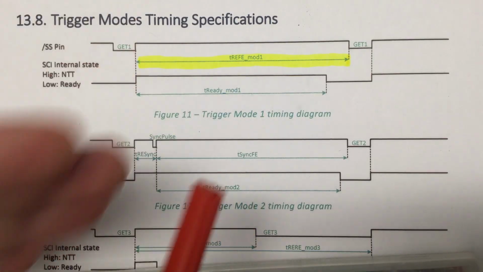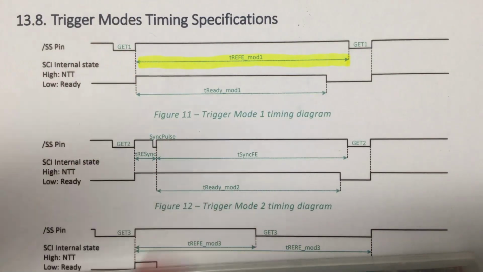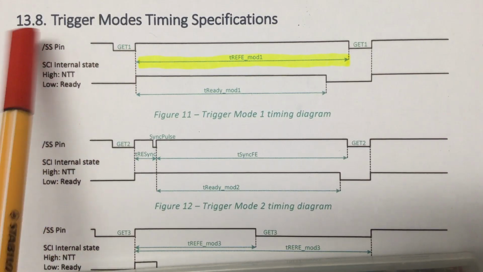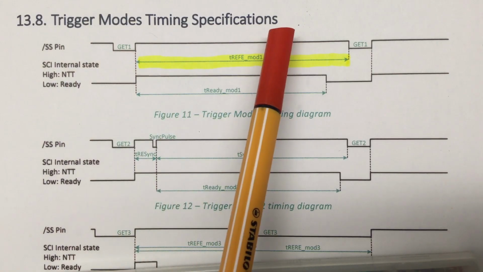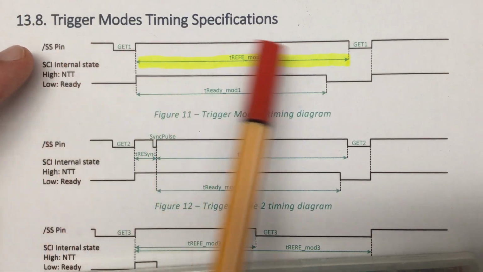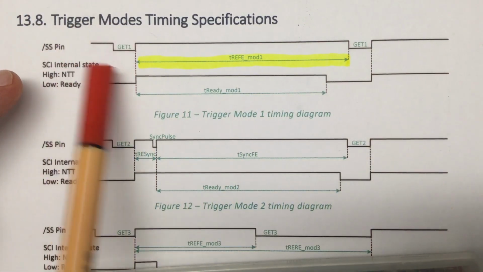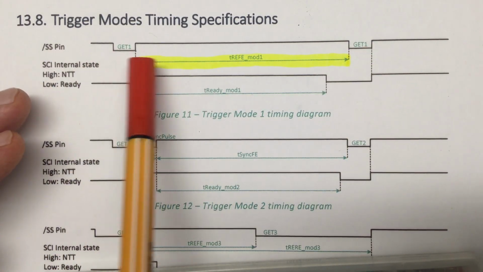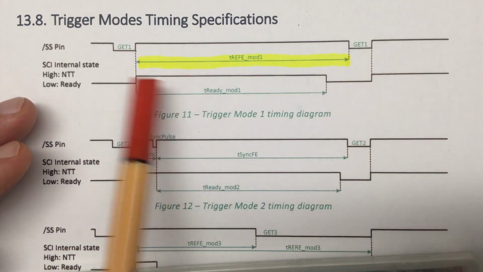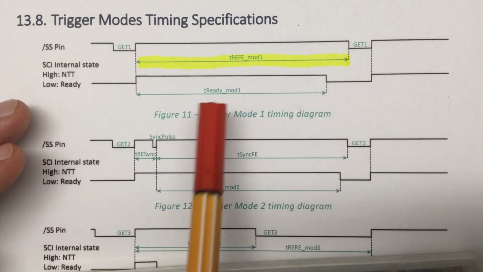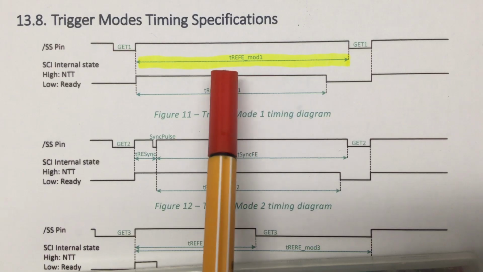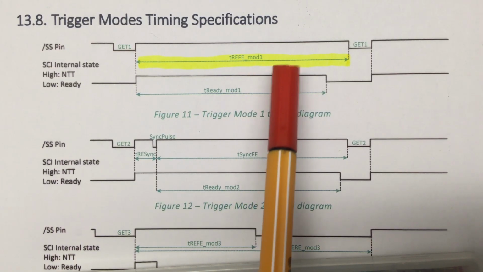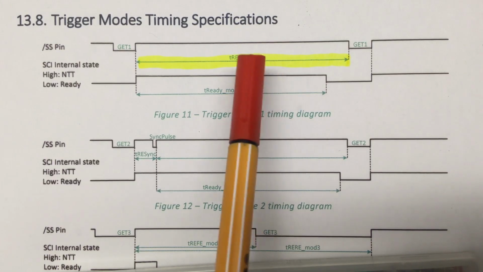Yeah. Datasheets can contain errors and typos, because when we advance 3 chapters here to 13.8 trigger mode's timing specification, we find the same timing information for the get1 commands or the get1 trigger mode, and here the minimum time between 2 SPI transactions is referred to as T_REFE_mod1, so mod for trigger mode 1.